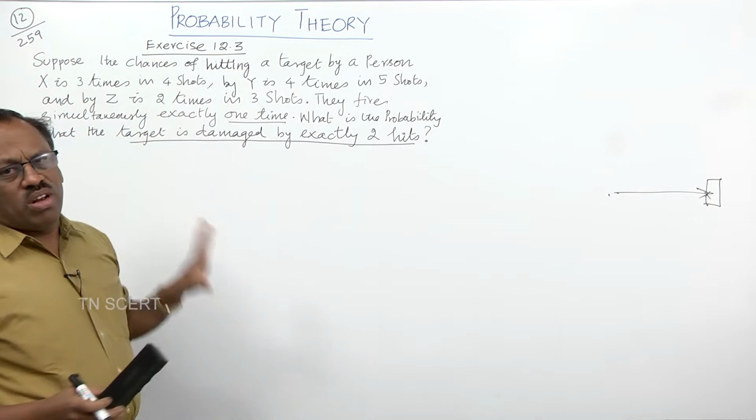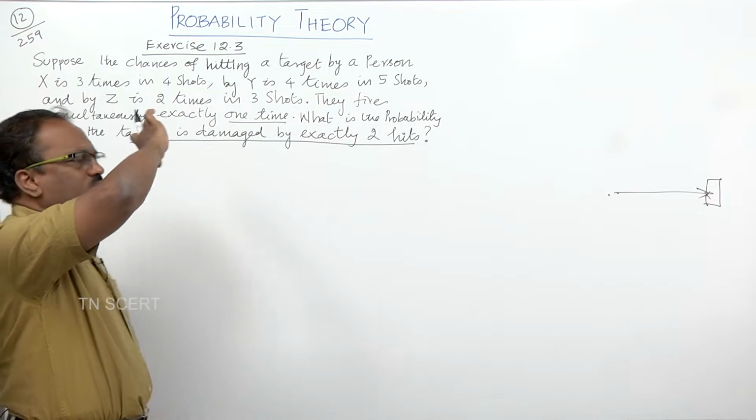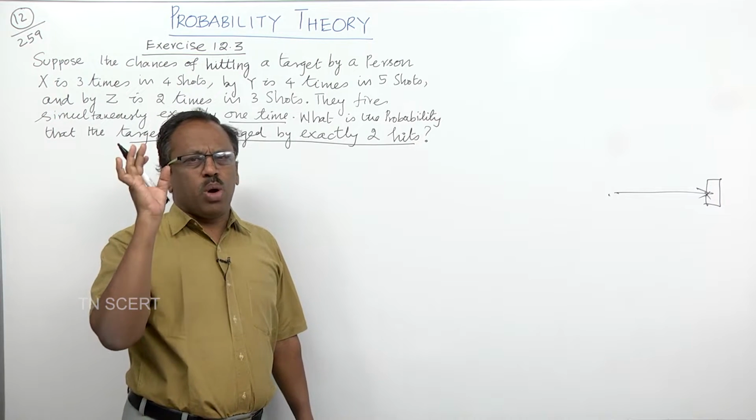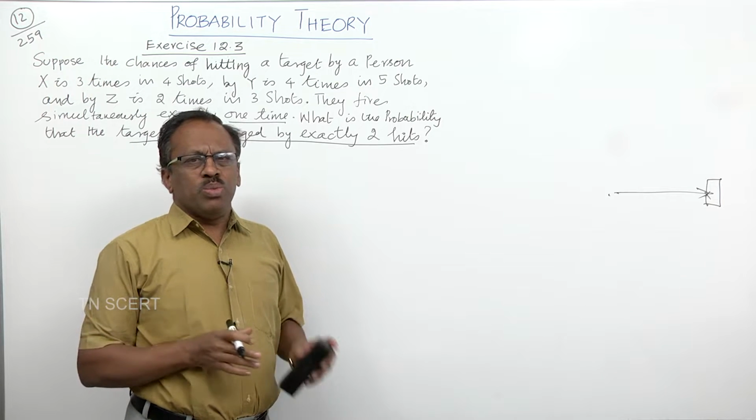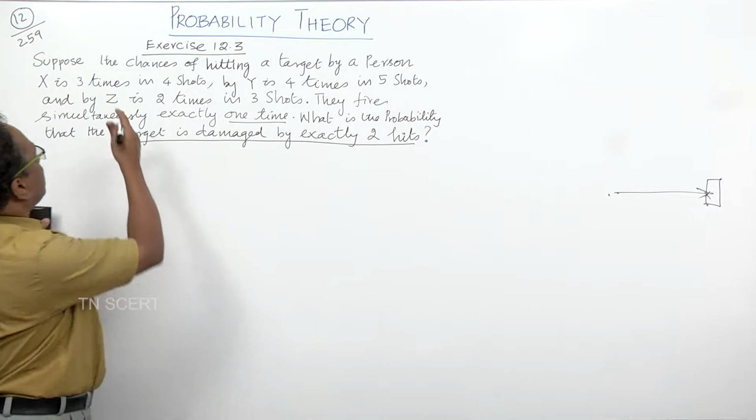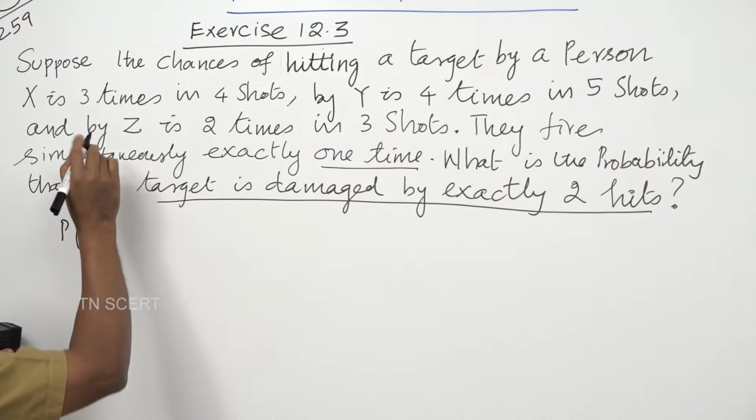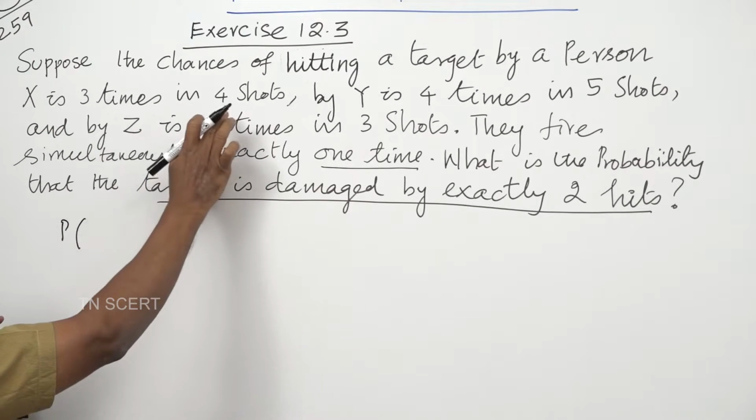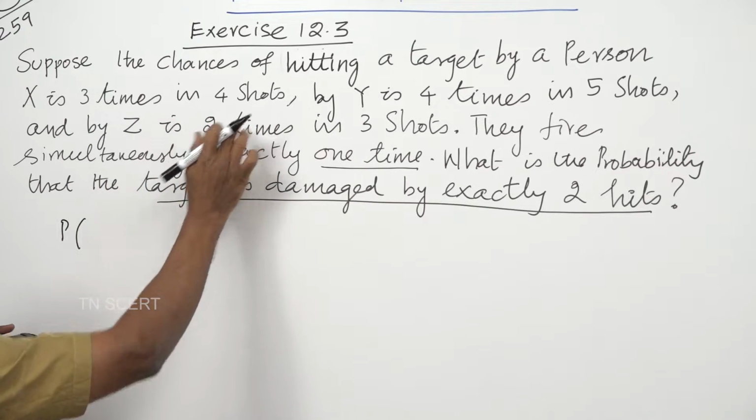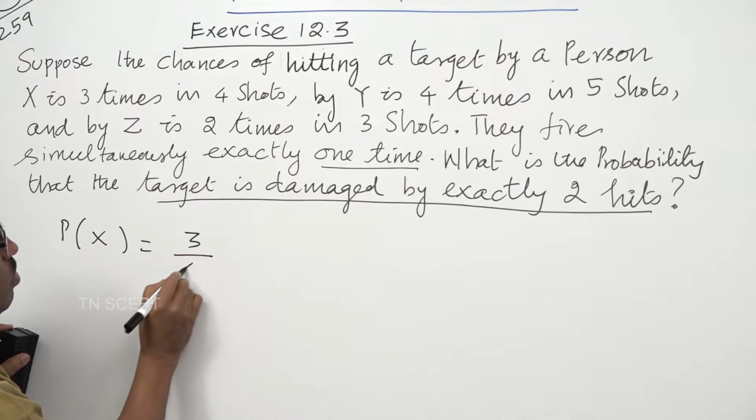What are the conditions given? Let us note, let X, Y, Z, we will take in that order. Then only this problem is easy, and then we can do it, because the target he wants to hit is one after another. So first, X is shooting, 3 times in 4 shots. The probability of X hitting is 3 by 4.